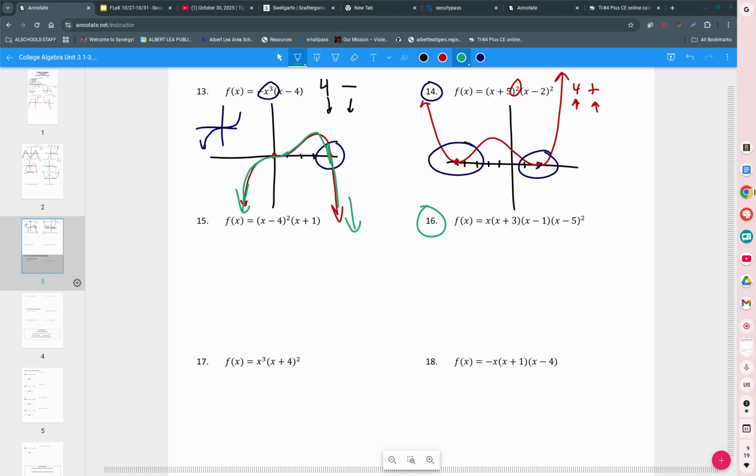Oh, we got one that's not here. Here you go. Opposite side.